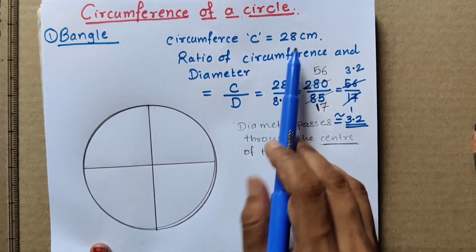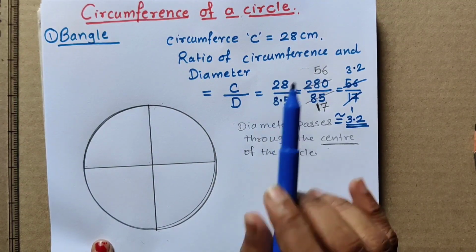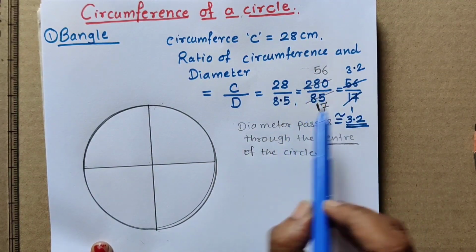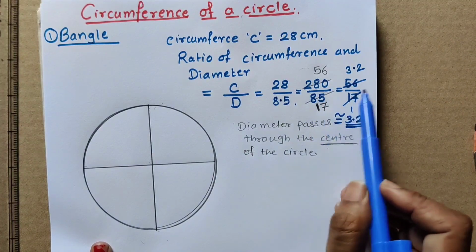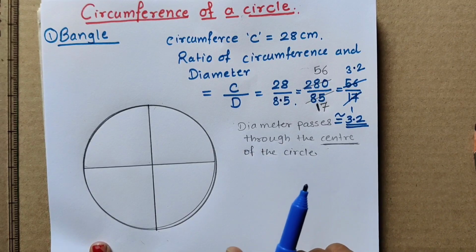Circumference we have got 28, diameter we have got 8.5. It is roughly, the diameter we have written is not exact, and 280 upon 85, we have got 3.2. Let us check it for another circular object.